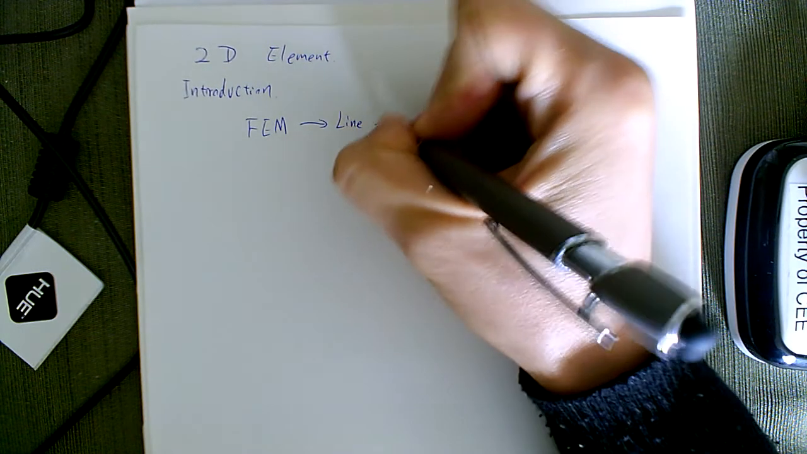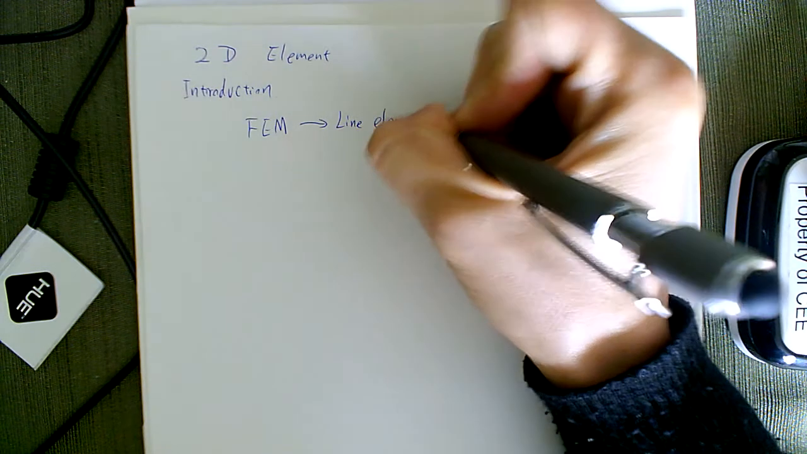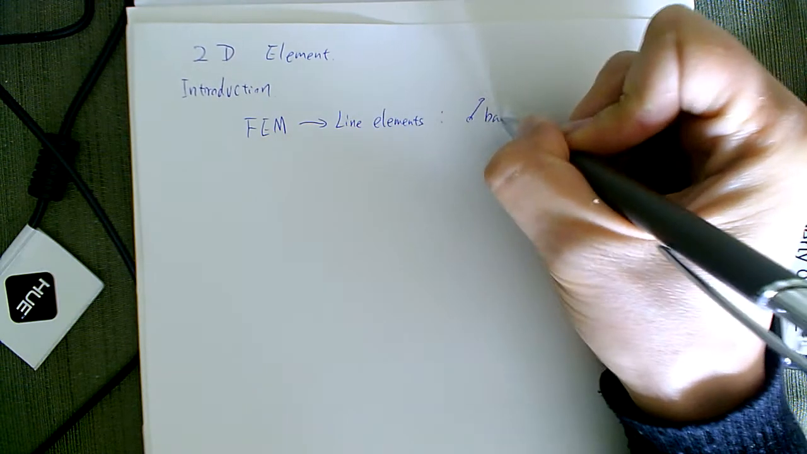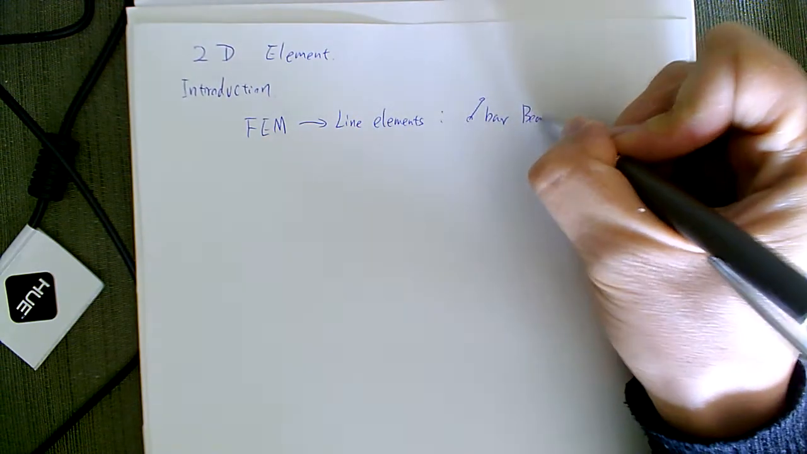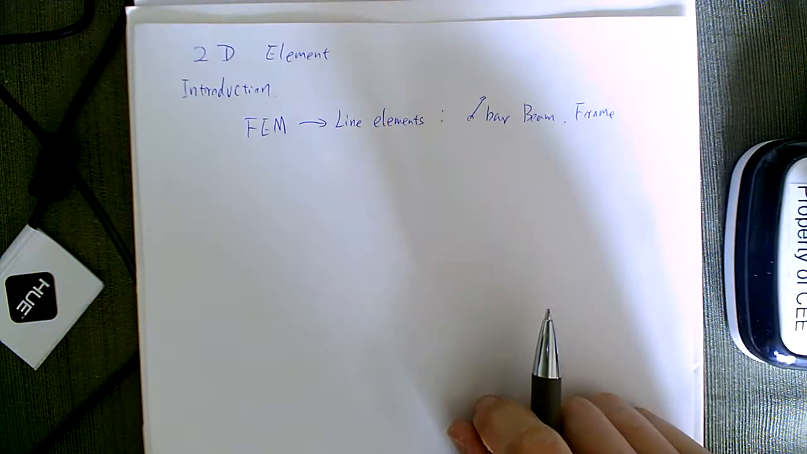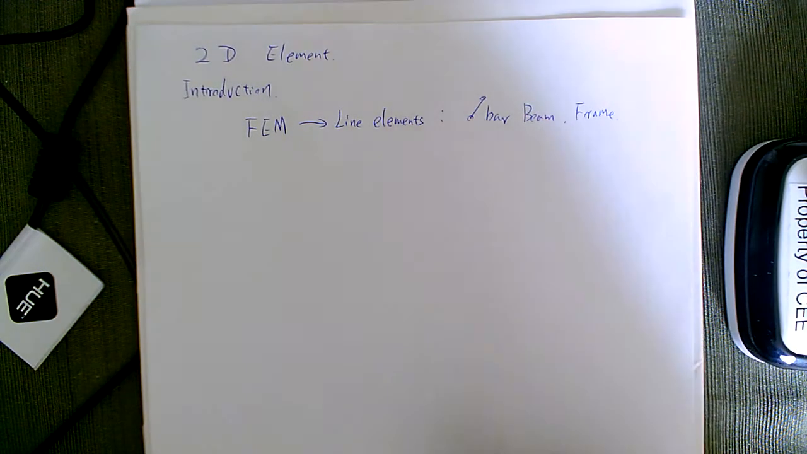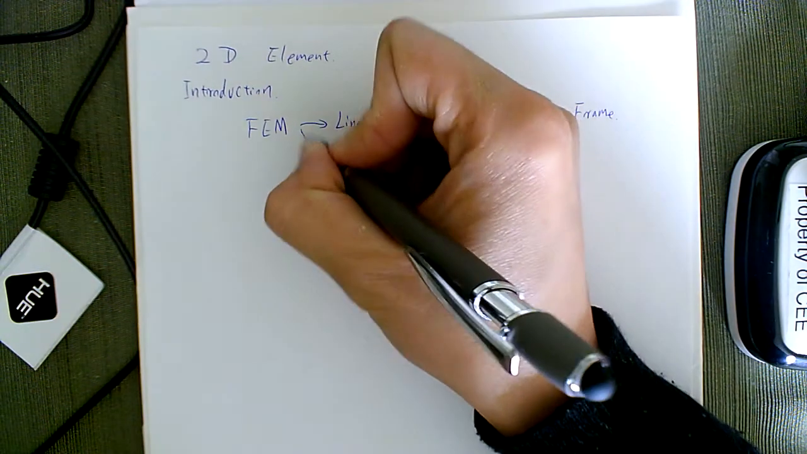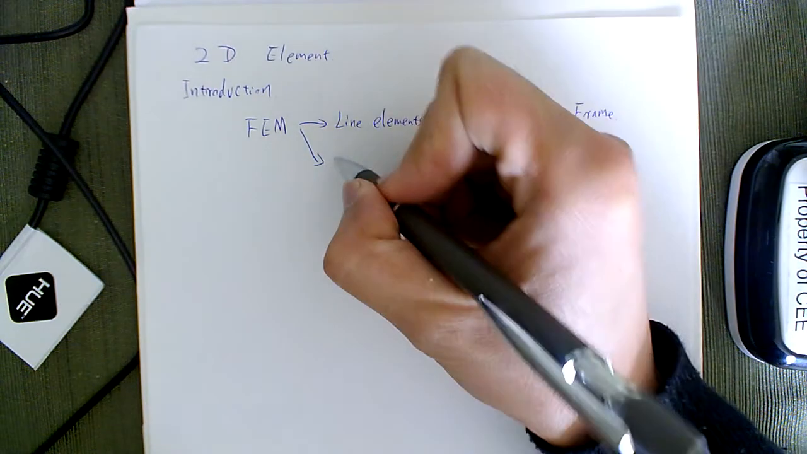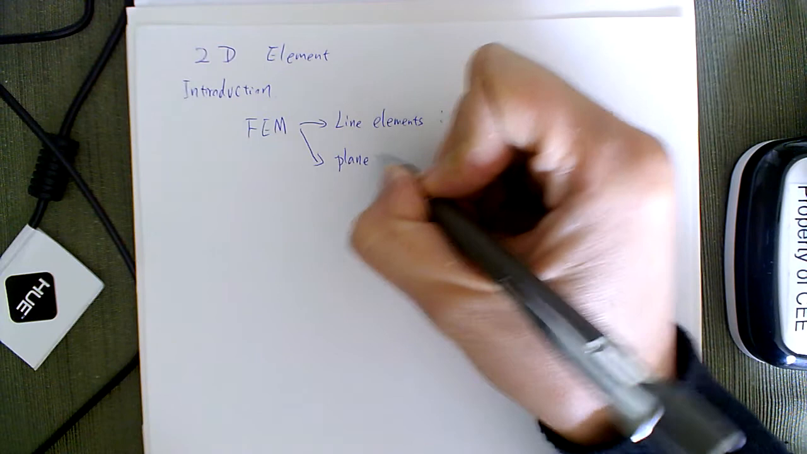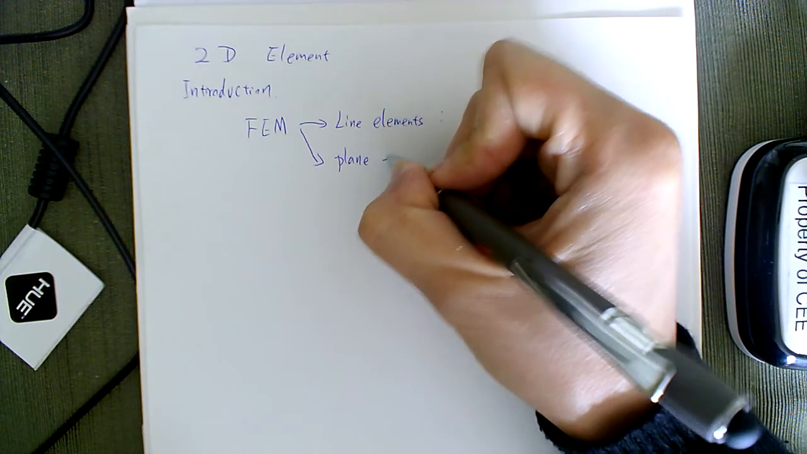We have the line element, so that's our typical 2D bar. We have our beam, we have our frame, and those actually consist of a good portion of what we use in civil engineering or structural engineering. Yeah, a good portion of it. Then we have the planar, I always just say plane element.